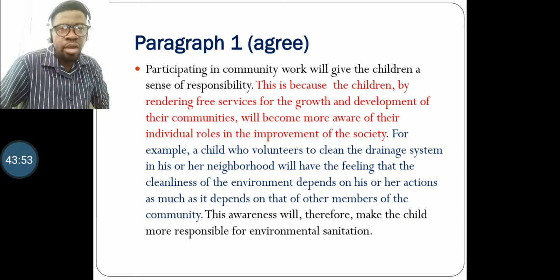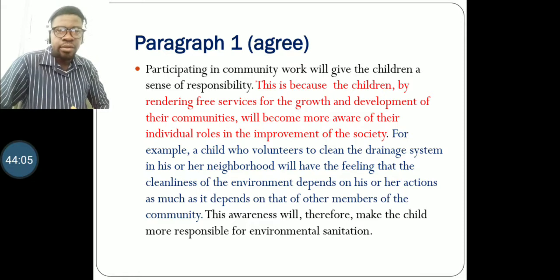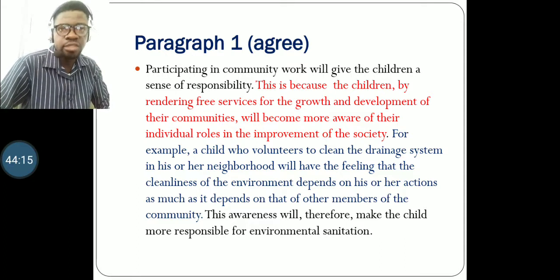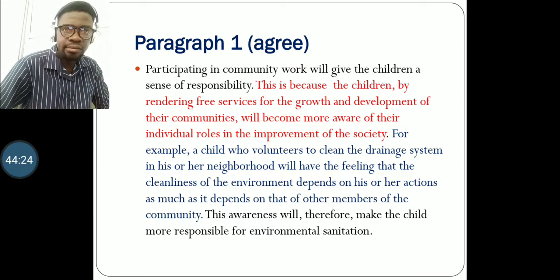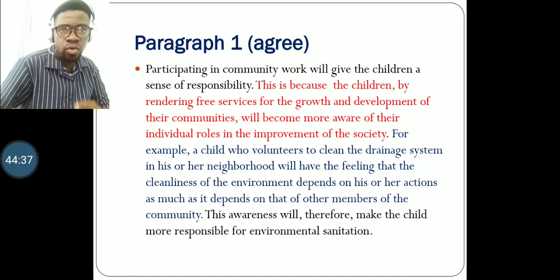This is my example of a body paragraph. Now I've used colors to demarcate the various parts. The first part in black is my main idea, my first sentence, and it's my topic sentence. Participating in community work will give the children a sense of responsibility. That is my main idea. So I'm going to develop that idea. I will give a good reason to support that point.